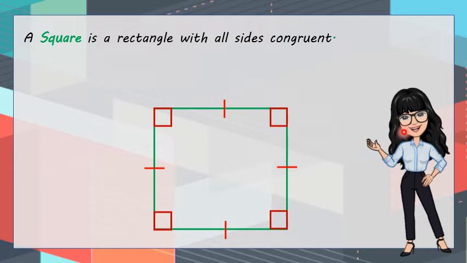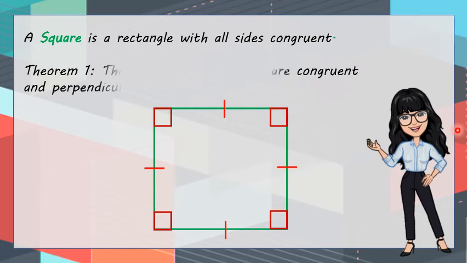So, if there is a special parallelogram, it is the square because it has all the properties of the rhombus. It has also all the properties of the rectangle. And of course, because it is a parallelogram, it has all the properties of a parallelogram. And we have one theorem for our square. So the theorem states that the diagonals of a square are congruent and perpendicular.